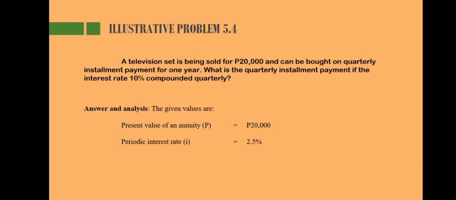Periodic interest rate is equal to 2.5%. Bakit siya naging 2.5%? Kasi 'di ba 10% yung nilagay sa problem and compounded quarterly siya. So kung i-divide mo ang 10 into 4, mag-i-equal siya into 2.5. And the total compounding periods is quarterly siya, so 4. And ang hanapin natin ay ang annuity payment.